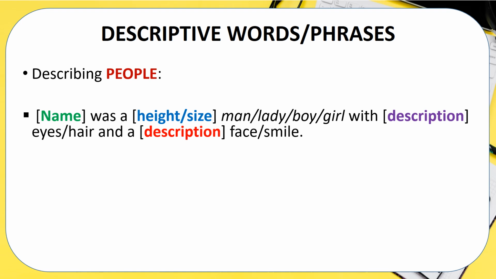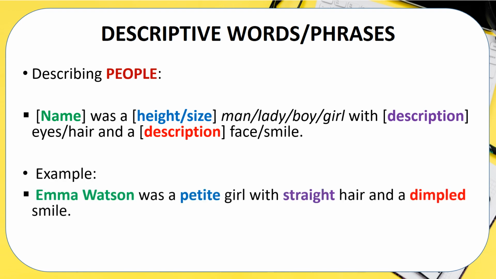Okay, this looks confusing, isn't it? This is just the formula. So let's look at the example. Emma Watson. Well, I like Emma Watson. She's pretty. So Emma Watson was a petite girl with straight hair and a dimpled smile. Instead of saying Emma Watson is beautiful, you can say Emma Watson was a petite girl with straight hair and a dimpled smile.